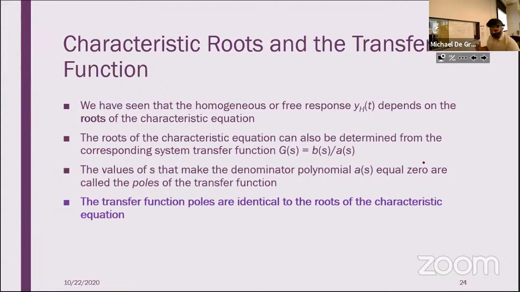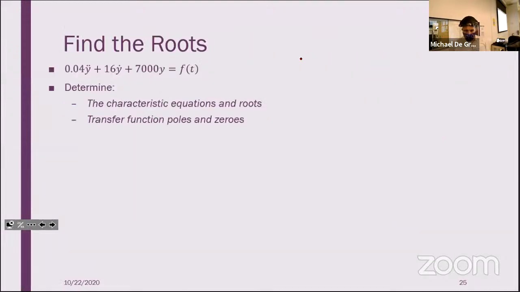So if you're asked to find the poles of a system, right, you're being asked to find the roots of the characteristic equation, right? That's the takeaway. Right, so we've got to find the roots. Okay, I've got an equation there. I need to determine the characteristic equation and the roots, and I need to determine the transfer function, poles, and zeros. All right, we didn't talk about what zeros were, right? Zeros are the roots of the numerator of our transfer function.